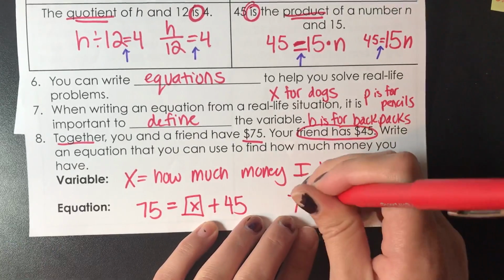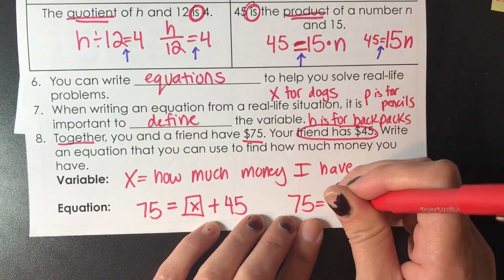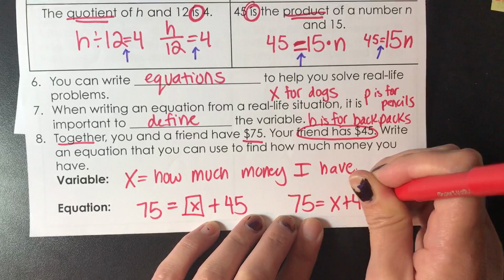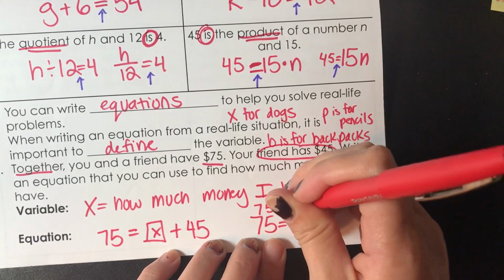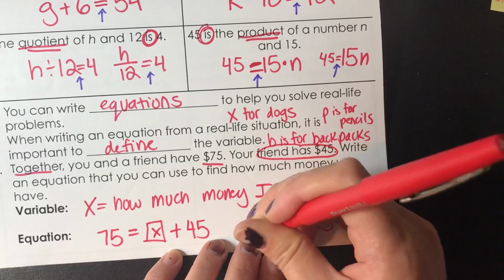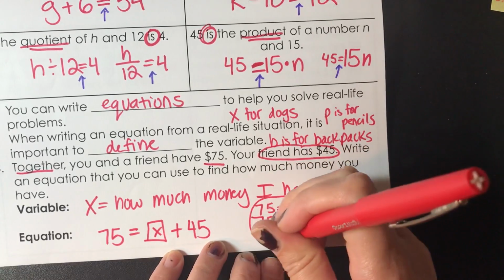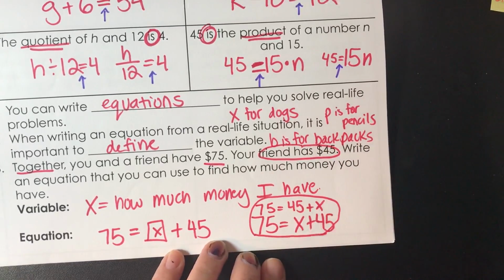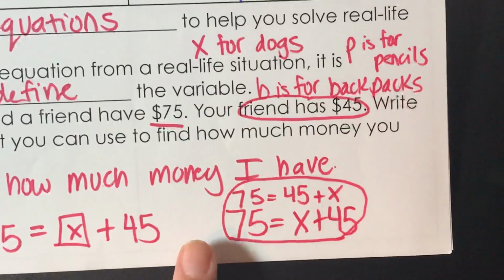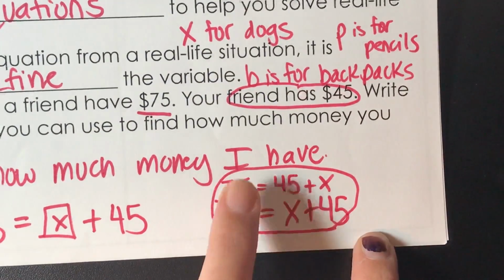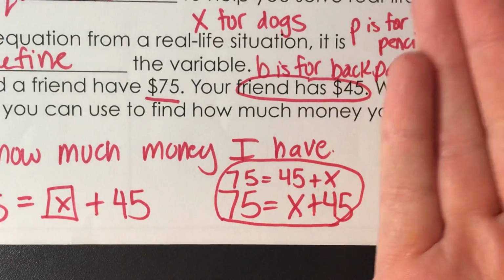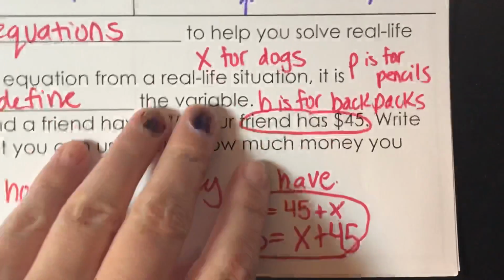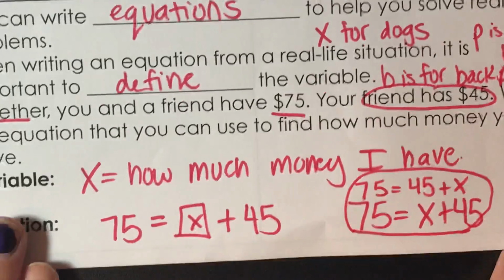So your final equation should look like 75 equals X plus 45. You could have also done 75 equals 45 plus X. Both are fine because in addition, the order does not matter. But whatever you do, make sure that in your equation, you have your answer, your sum, 75 on one side, and 45 plus X on the other side. All right. Make sure you have all that, and then turn to the back side.